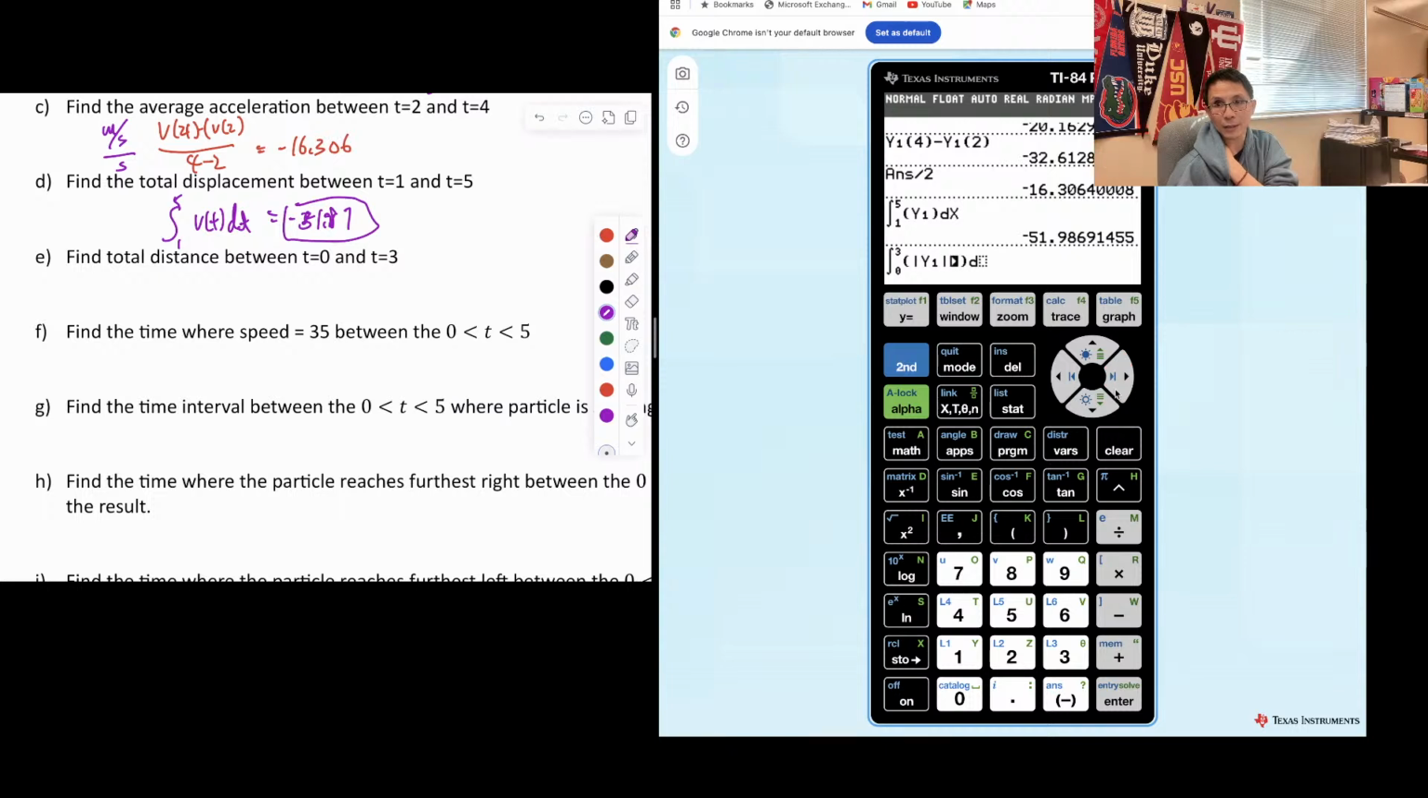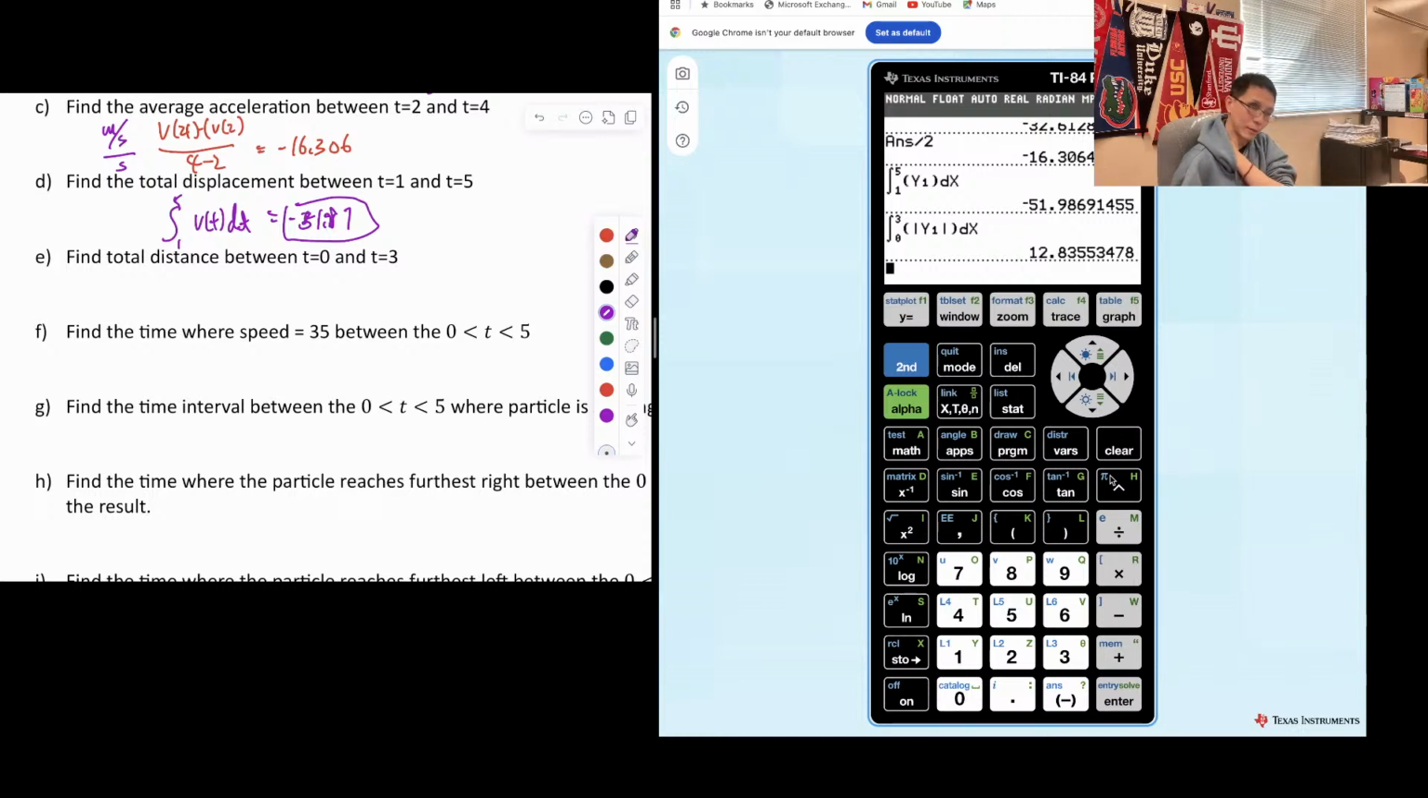d to the dx. Misha, did you charge your calculator? Okay, do you know how to use it? Okay, cool.